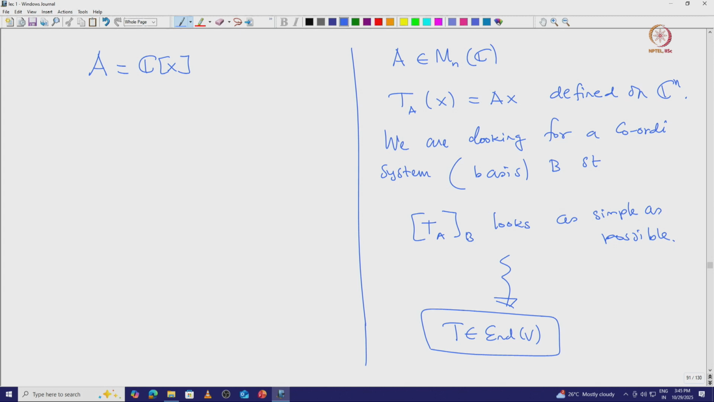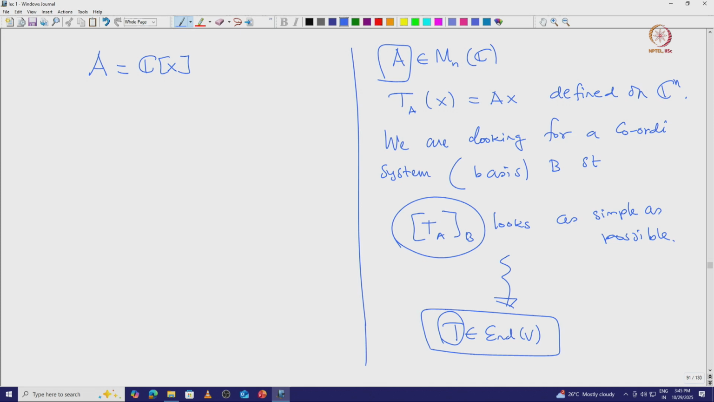Because we already knew that the matrix of T A with respect to the standard basis is the matrix that we started with, and if we change the basis, the corresponding matrix representations of the linear transformation are going to be conjugate. That is why we were interested in looking for the basis on which this T acts as simply as possible. Now we can translate this into the language of representation theory.